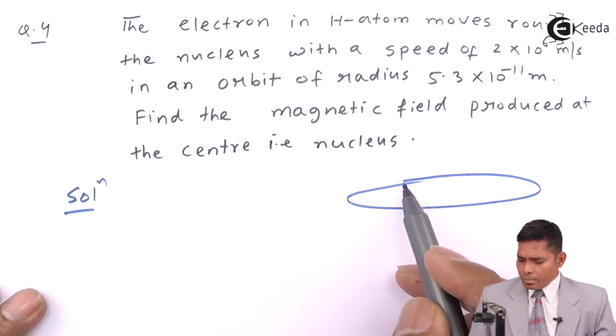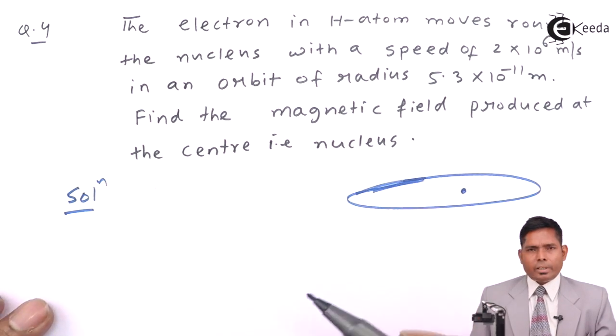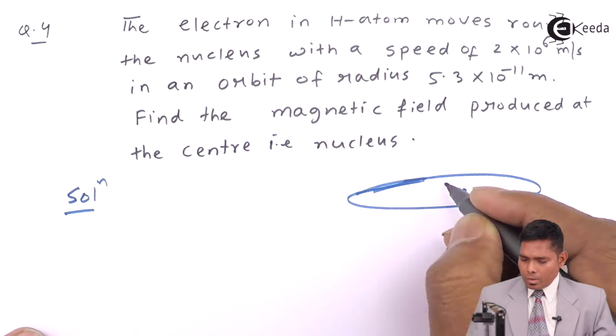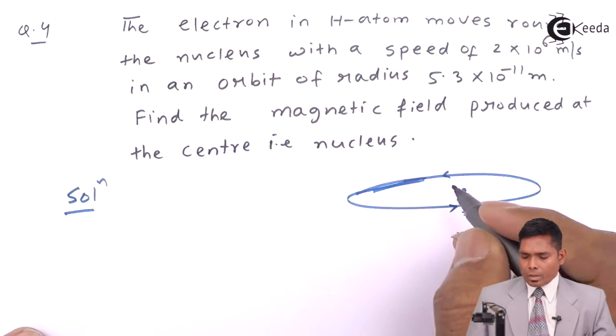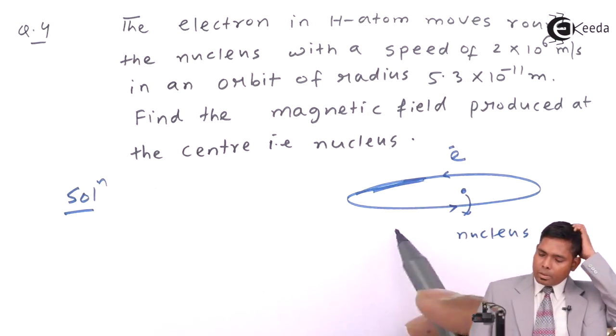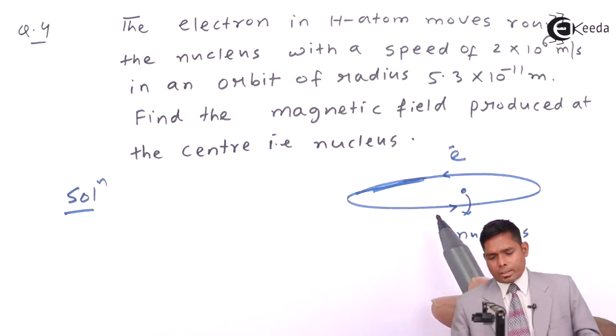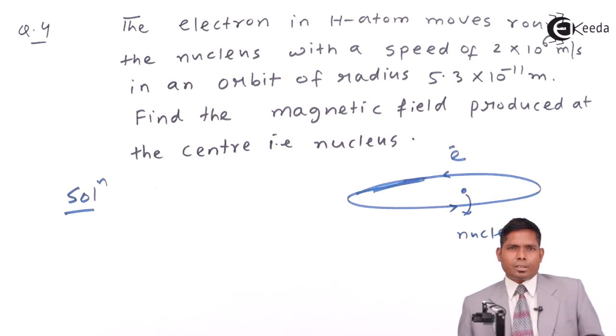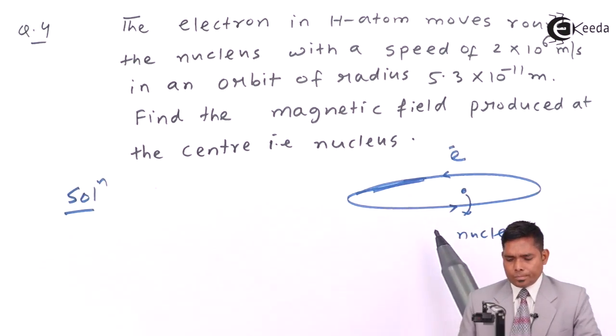Here is a circle. This is the orbit. This is the center. The center is nothing but the nucleus. The electron is, suppose, moving like this. This is the electron moving. So current will be in this direction. The current will be in the clockwise direction if the electron is moving in the anti-clockwise direction. The flow of charge in a given time is current. So the current is in the clockwise sense.